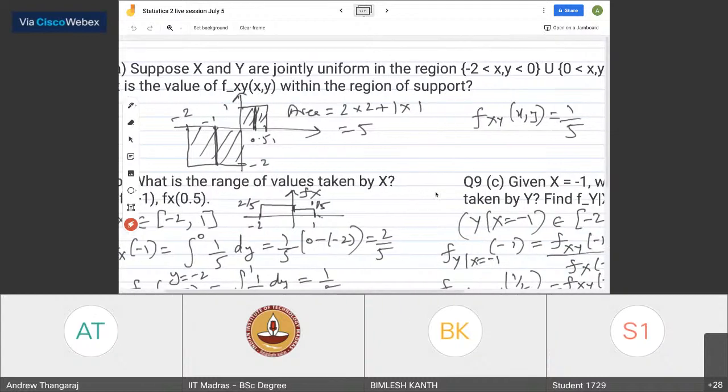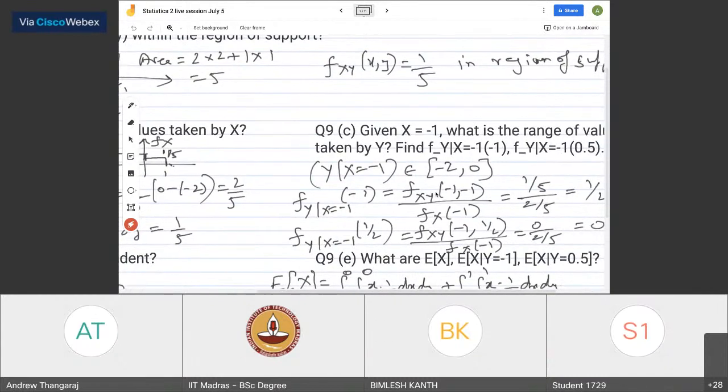Now look at this other question. This is a little bit of a trick question. Given X equals -1, what's the conditional density of Y evaluated at +1/2? It turns out that value will be 0. Why? Because the joint PDF is 0 at (-1, 1/2).